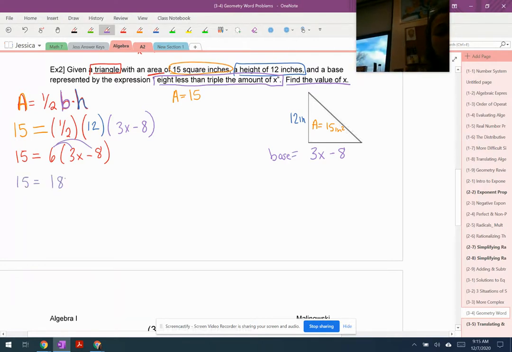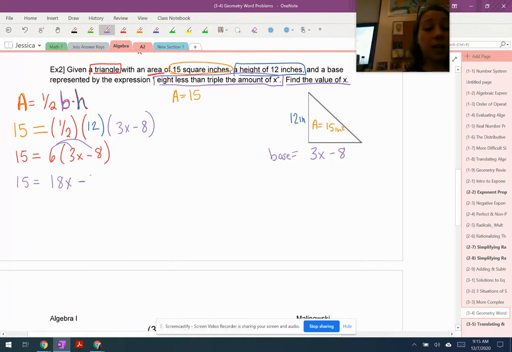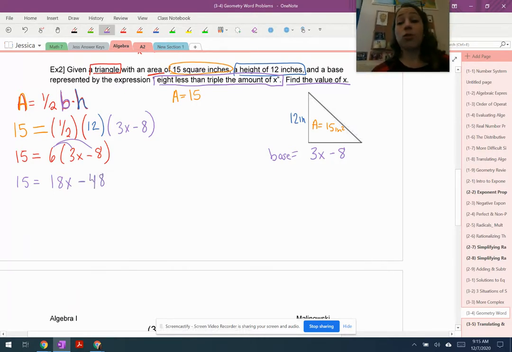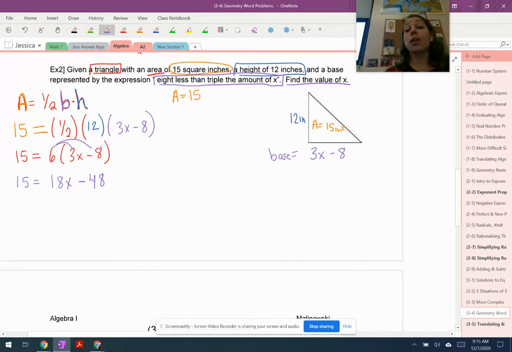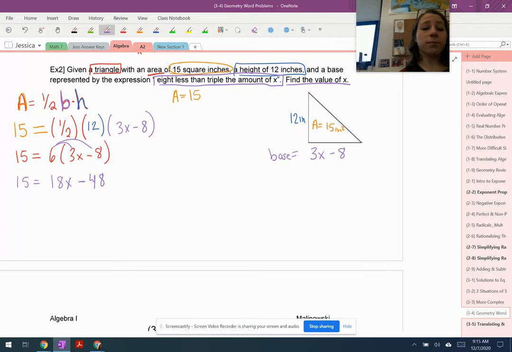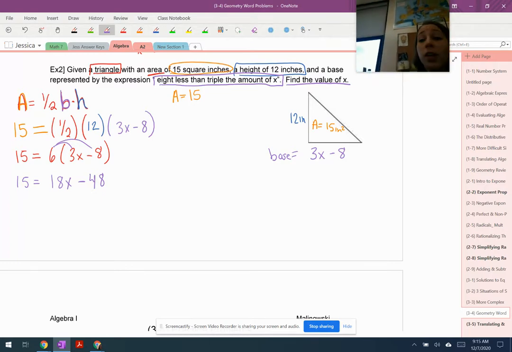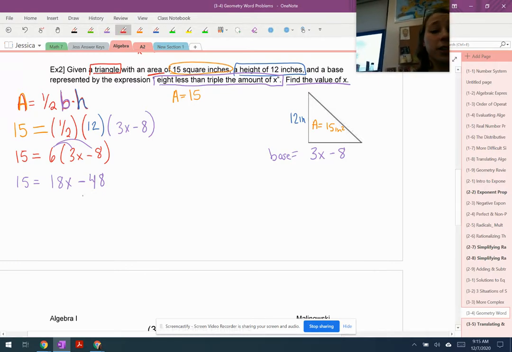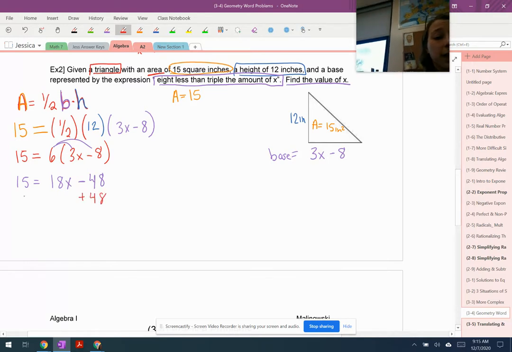6 times 3 is 18x because it's 3x. And 6 times 8 is negative 48. And again, you should be using a calculator here to make sure that you're getting this math correct. You should be using a calculator anytime you're doing math. So now I'm just isolating using inverse operations here. The opposite of negative 48 is to add 48 to both sides.